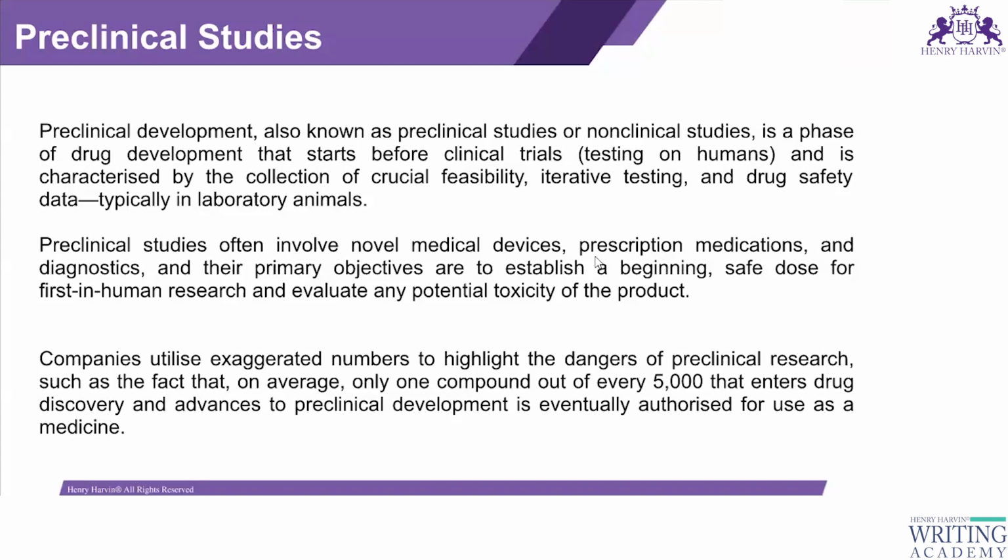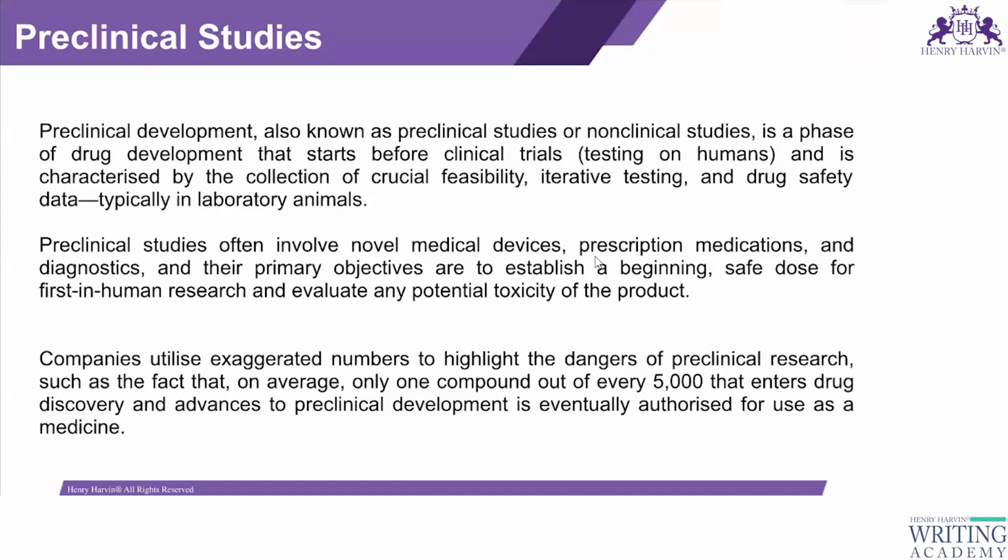Companies utilize exaggerated numbers to highlight the dangers of preclinical research, such as the claim that on average only one compound out of 5,000 that enters drug discovery and advances to preclinical development is eventually authorized for use as a medicine. So there are companies which generally exaggerate the numbers, highlighting that it is very dangerous to conduct a preclinical study.